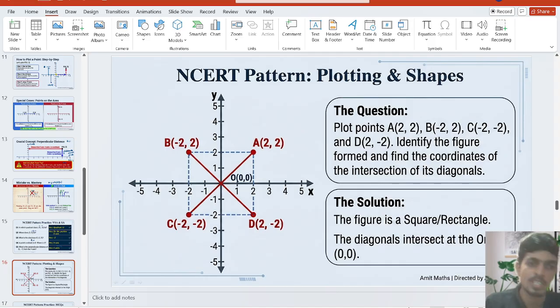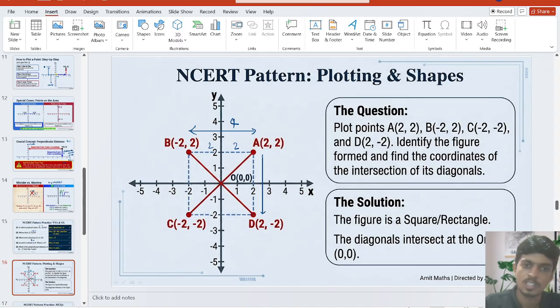And they form this shape. The figure is a square, because here you see this side is 2 units and this is 2 units, so the total is 4 units. And this is 2 units and this is also 2 units, so the total is 4 units.